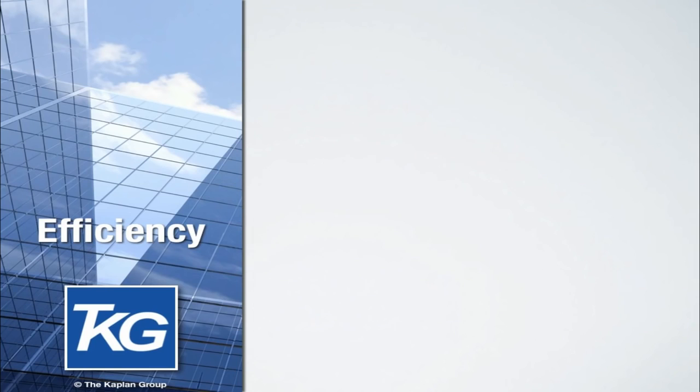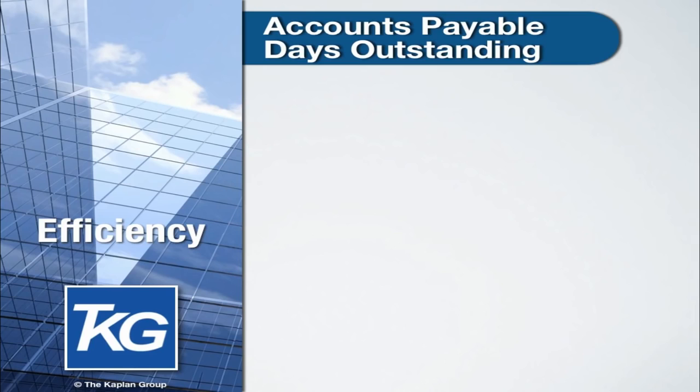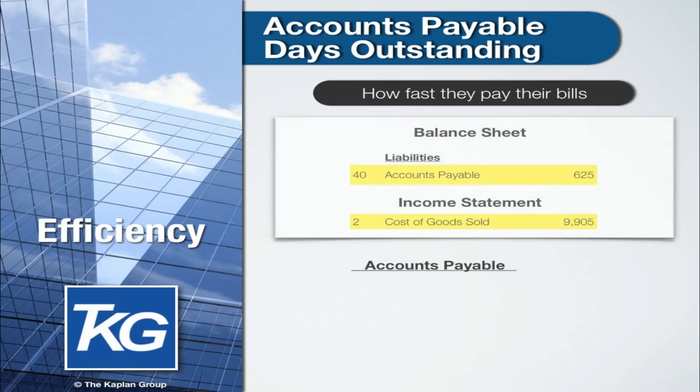The final efficiency ratio we are going to look at is the accounts payable days outstanding. This is an indication of how fast the company pays its bills. For companies thinking about doing business with this company, this is a very important ratio, as you want to know how fast you will get paid. To calculate it, we simply take the accounts payable balance and divide it by the cost of goods sold, and then multiply that by 365 days.